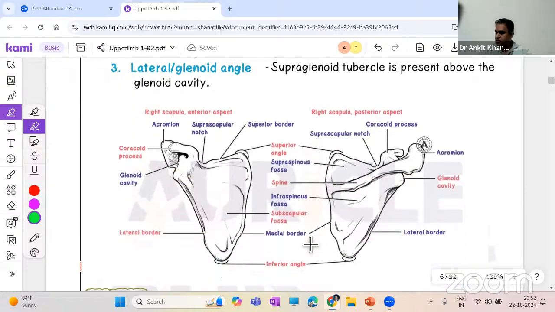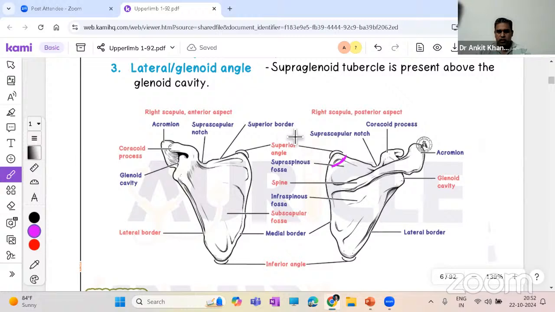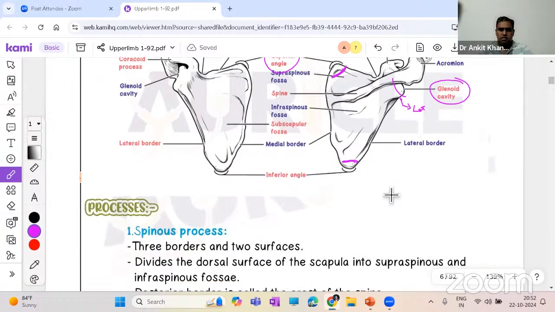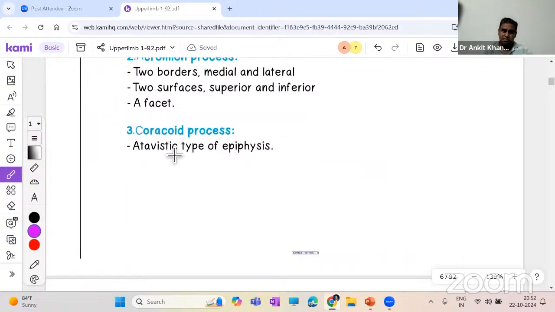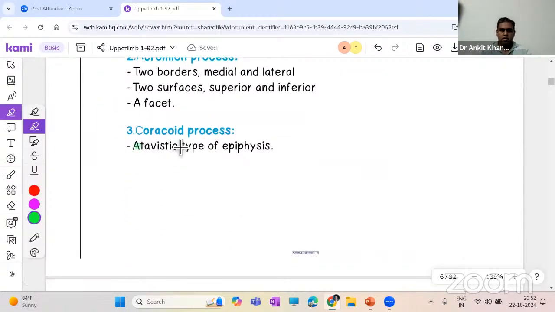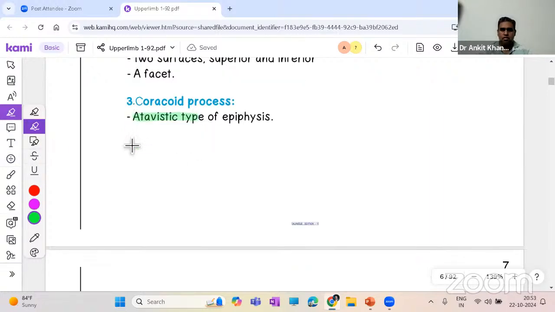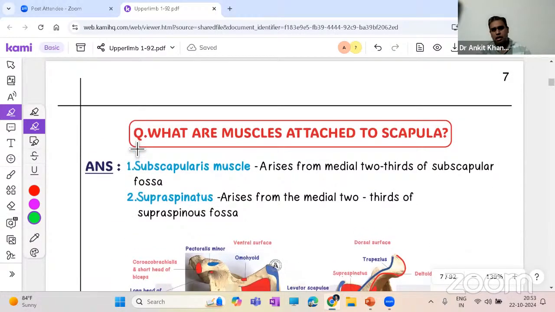Also, we can see that this is the superior angle over here, on the middle aspect. The inferior angle is obviously very easy. The inferior angle is below, and the glenoid side has the lateral angle, known as the lateral angle or the glenoid angle. This much should be clear. Processes: again, there are three processes we have seen. A single line of questions might come on them. Do remember it.